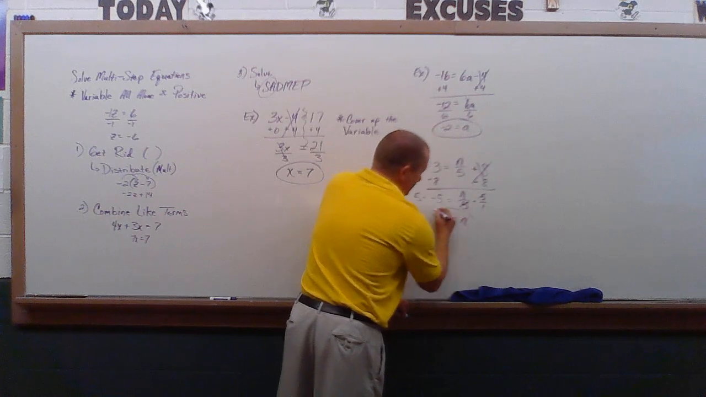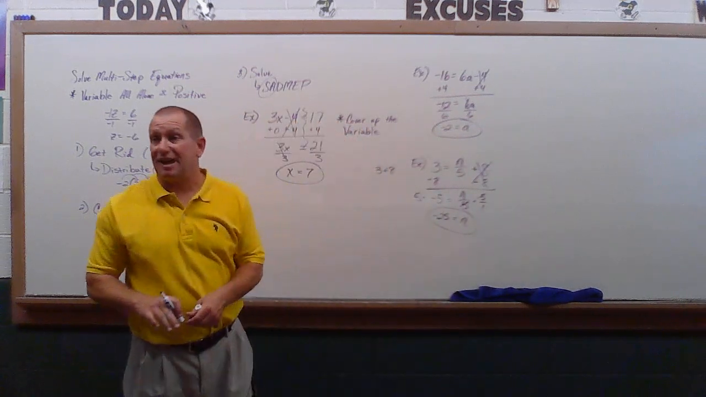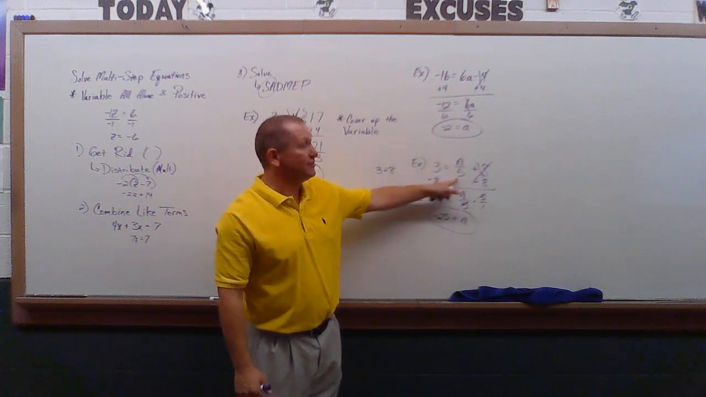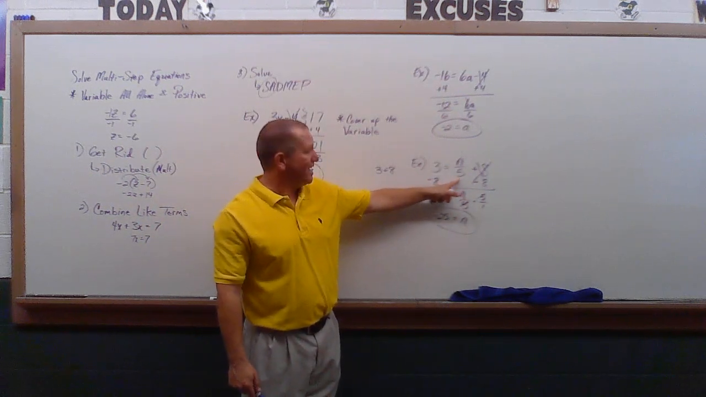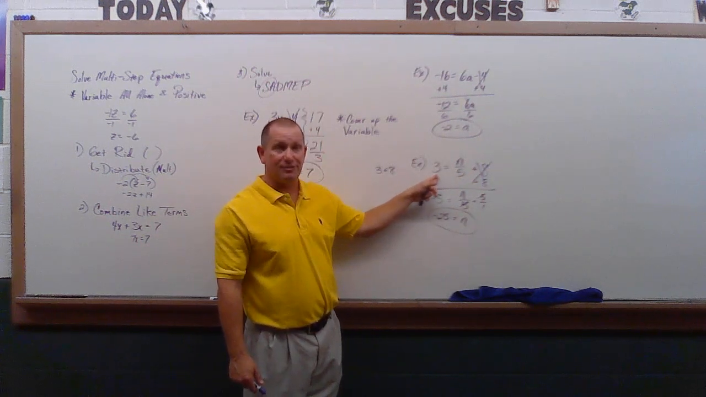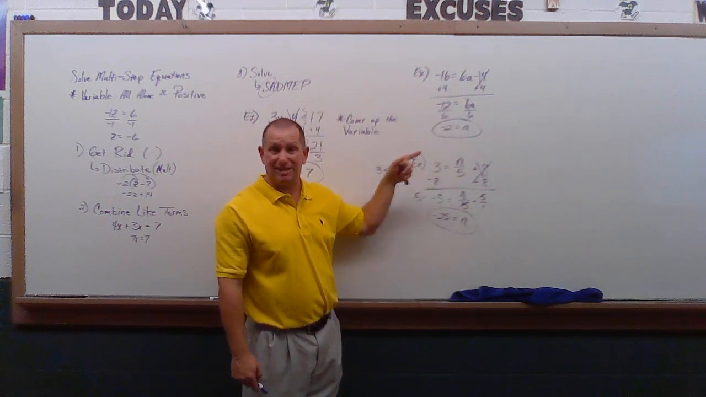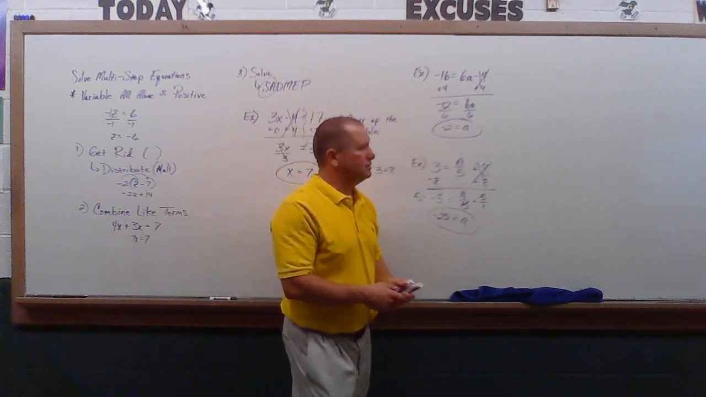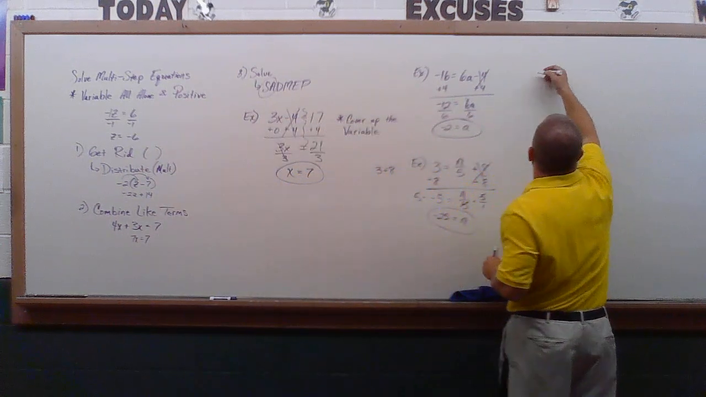Negative 25. Last but not least, again, I could check it, right? Negative 25 divided by 5 is negative 5. Negative 5 plus 8 is positive 3, right? 8's bigger than 5, so it would be positive. Okay? Try this one by yourself.